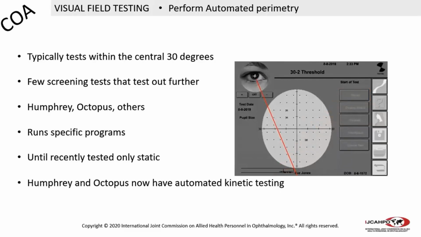Performing automated perimetry is also part of the exam. Typically, tests are within the central 30 degrees of a patient's field. There are a few screening tests that test out further than 30 degrees. Some examples of automated perimetry are Humphrey and Octopus, as well as others. And these automated machines run very specific programs. Until recently, the automated machines were only able to perform static perimetry, but now Humphrey and Octopus have automated kinetic testing.